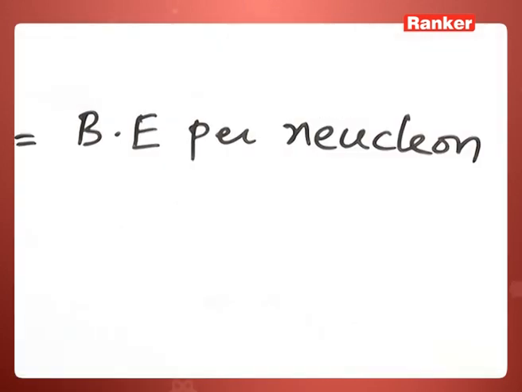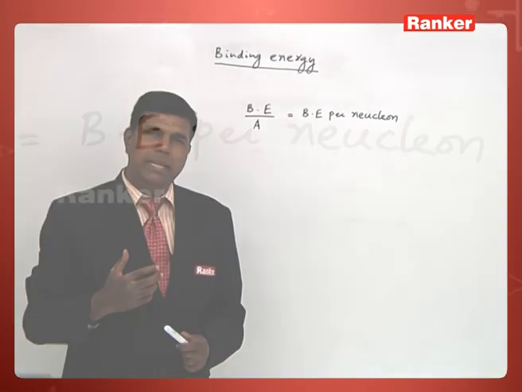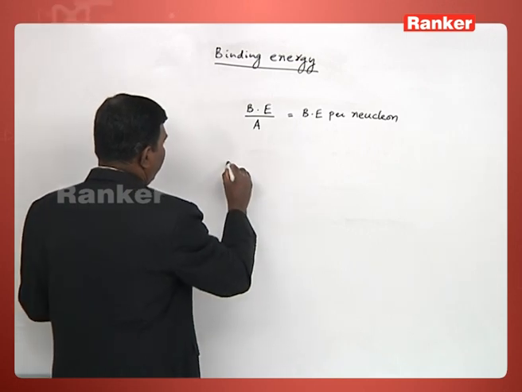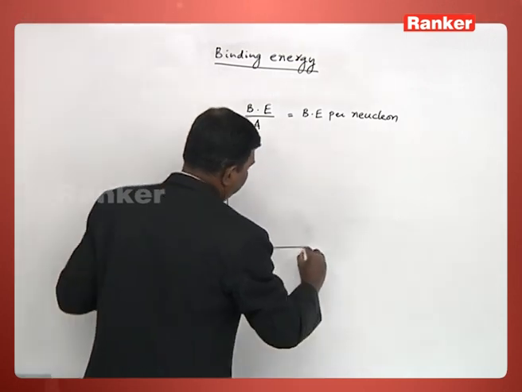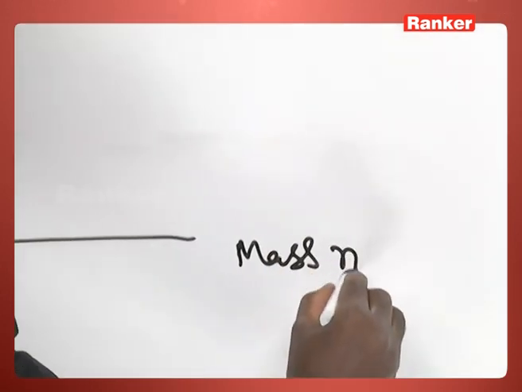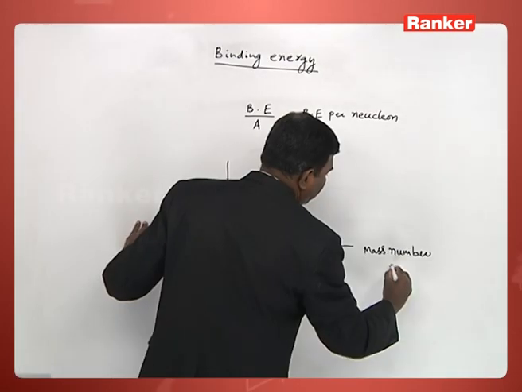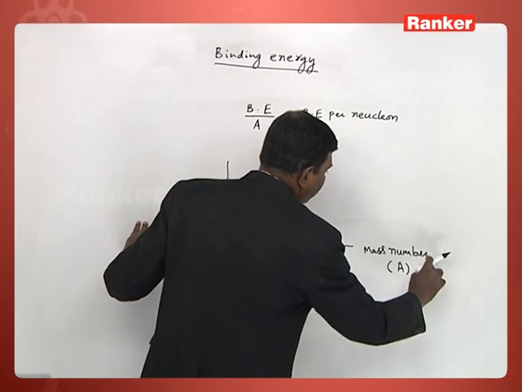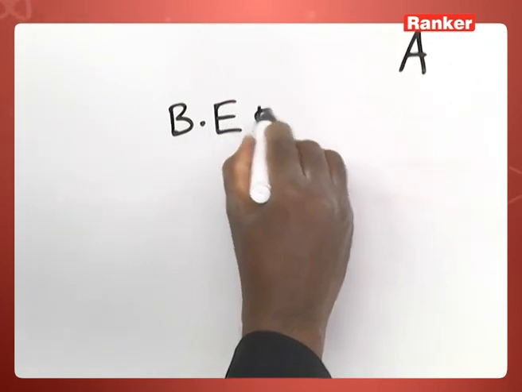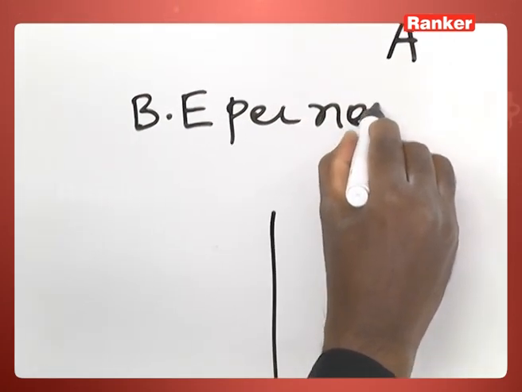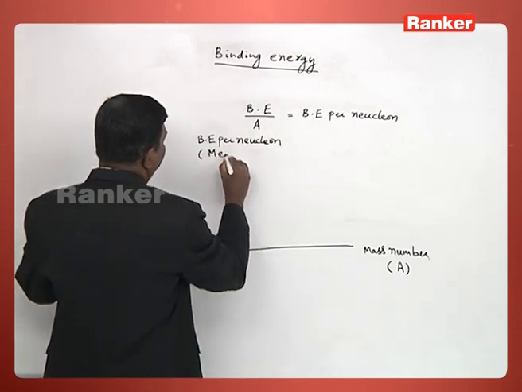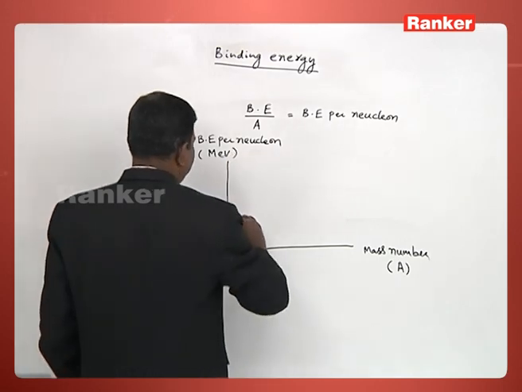If you plot a graph between the mass number of a nucleus and the binding energy per nucleon, we get a graph that looks something like this. On the x-axis, we take the mass number A, and on the y-axis, we use the binding energy per nucleon. It is in million electron volt. So the graph looks something like this.